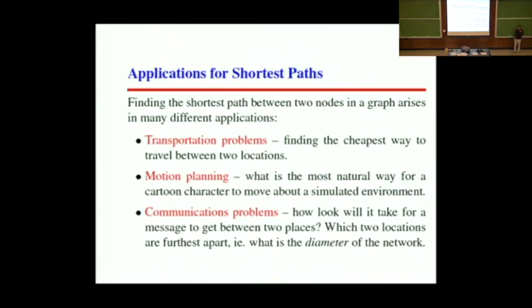Is finding the fastest way to fly between here and another place defined by the graph on the cities? The network on the cities? Again, we're picturing a graph where the vertices are cities and there's an edge if there is a flight between those cities, right? That's what I'm picturing the graph is. Does that tell you the fastest way to get between here and there? Why not?